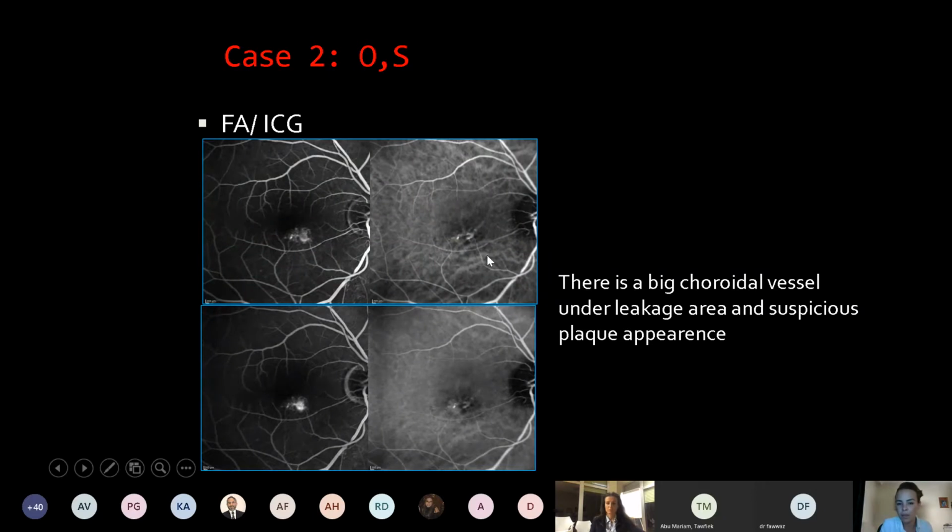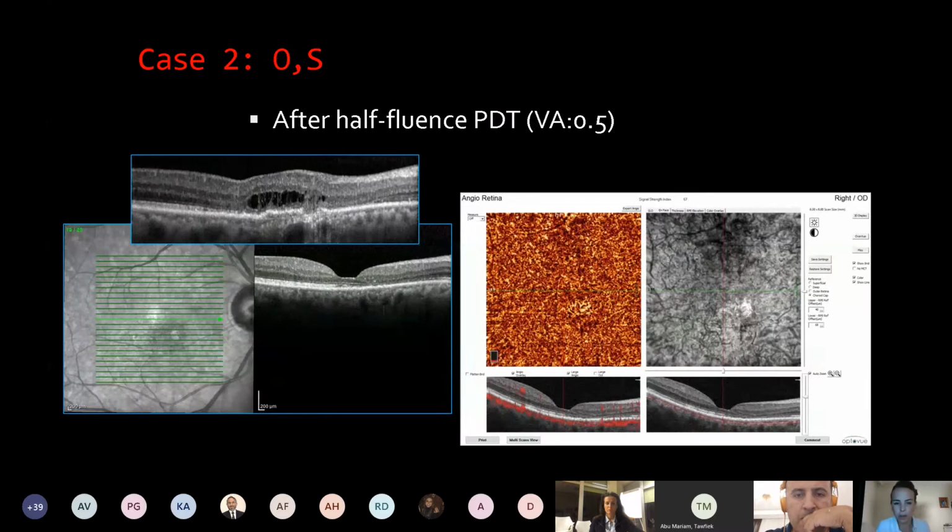As you see here in the ICG picture, corresponding to that area of RPE changes, there is a big hyperfluorescent vessel layer like a C shape, and in the late phase, just next to it, there is a plaque-like appearance suspicious for choroidal neovascularization. However, I did my PDT treatment as a half-fluence PDT. As you see here, this is before treatment, and this is after treatment, a month after.